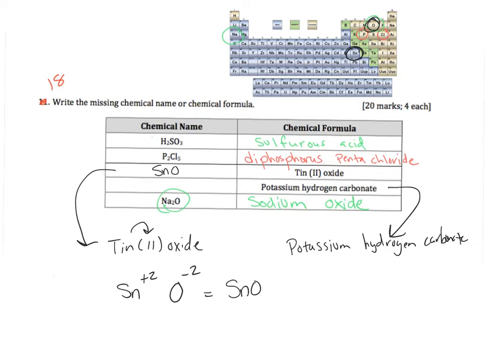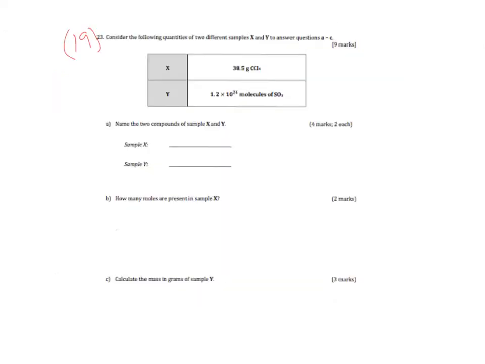We have potassium, which is K in group 1, so K+1. Hydrogen carbonate is a polyatomic ion, which you should know. Now, +1 and -1, so KHCO3 is the formula.